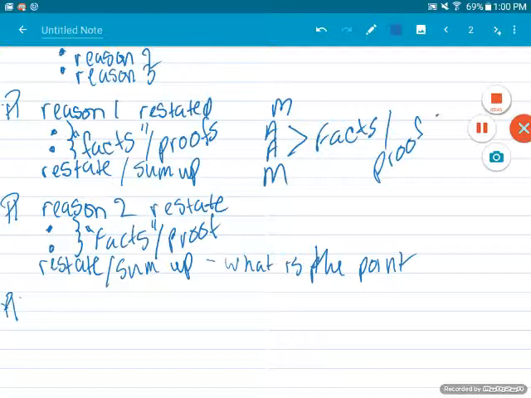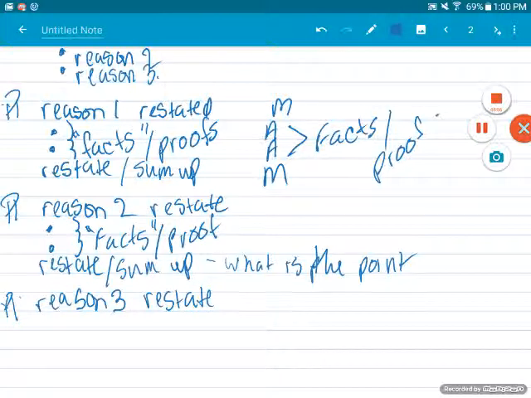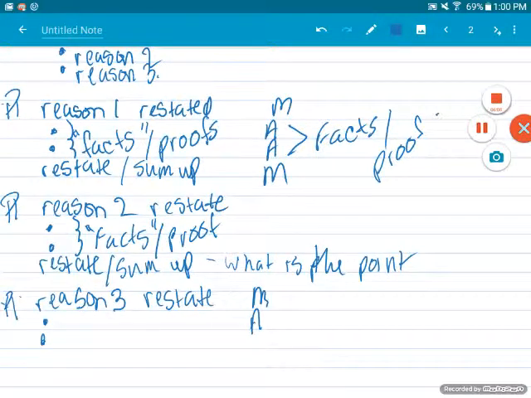Some details, probably. How about reason 3? See? Reason 3 from my intro. Restate it. This is really bad handwriting because of how I'm holding this. You're going to restate reason 3. You already put it up here, but you're going to say it again in slightly different words. That's what I mean by restate. Then sum it up.